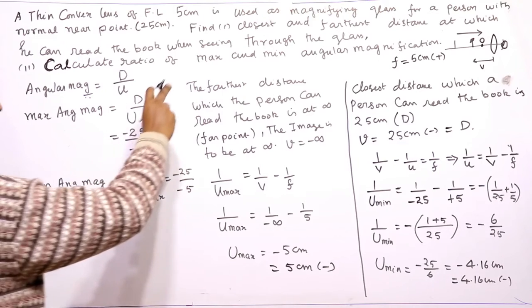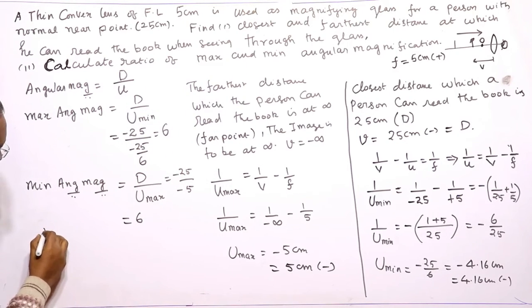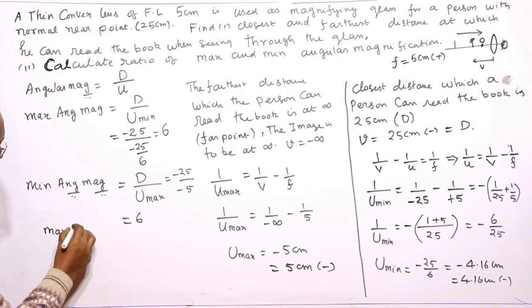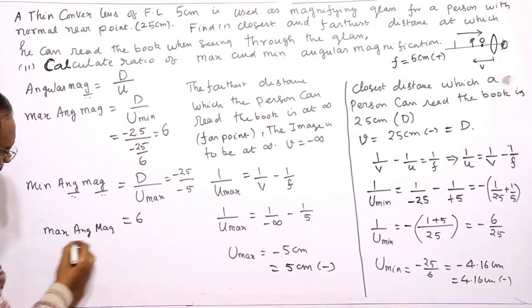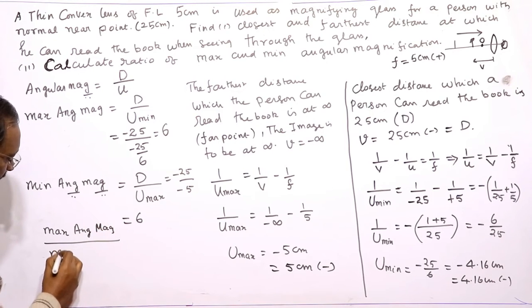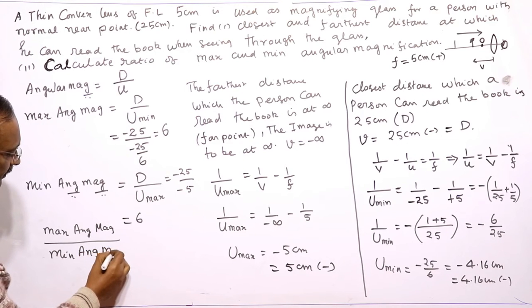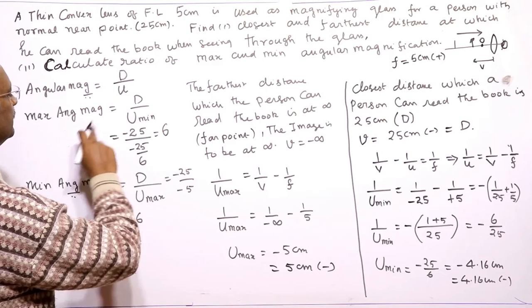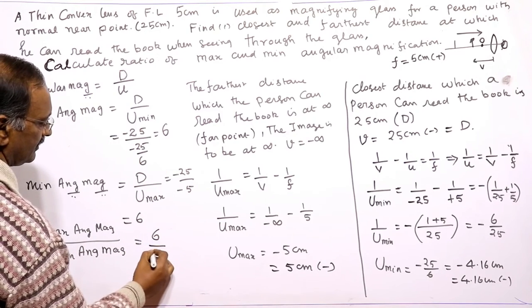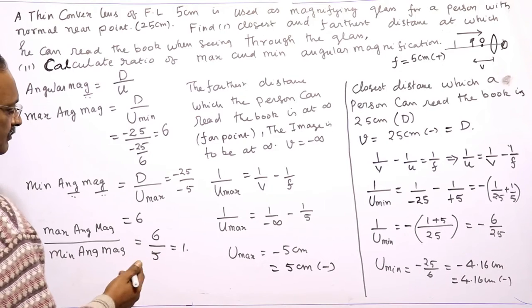It's asking to calculate the ratio of maximum to minimum angular magnification. Maximum angular magnification divided by minimum angular magnification is equal to 6 divided by 5, which is equal to 1.2.